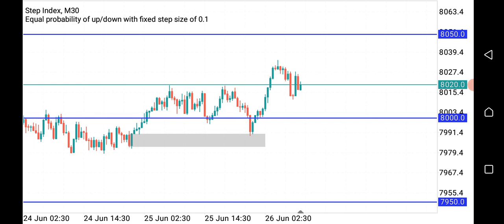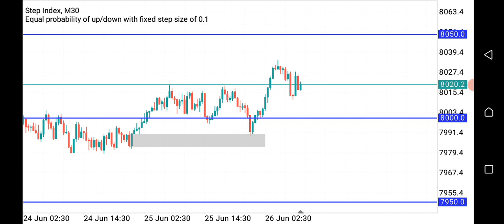I'm still going to make a video on Step Index 500, and then other pairs like the VIX 10, VIX 75. All the pairs have their psychological levels, even Boom and Crash, especially Boom 1000.